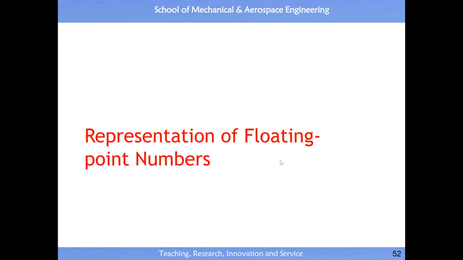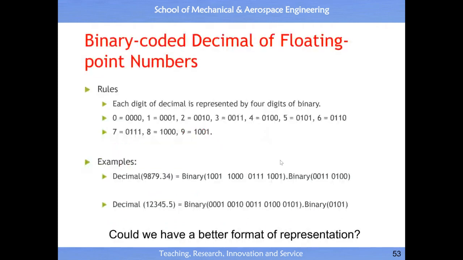Then the last question will be how to represent a very, very big number with a fixed size of memory. Let's say we only have 32 bits. Can we use 32 bits to represent a huge number or not? The good news is yes. We call it a floating point number.